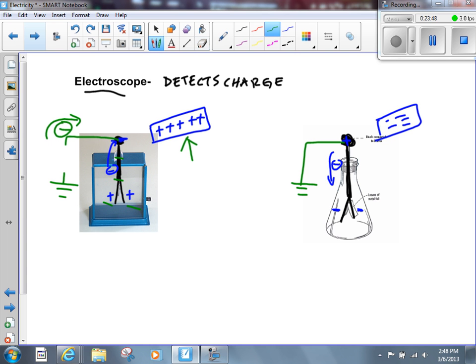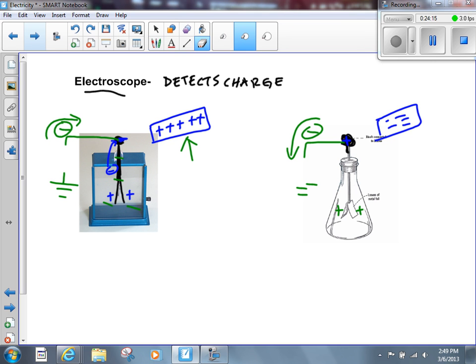What's going to happen over here when we ground it? This time, the electrons that normally would go down into the leaves are going to be pushed down into the ground. That's going to leave the ball of the electroscope positive again, but it's also going to leave the leaves of the electroscope positive. They're still going to spread apart, but they're going to spread apart because they're positive this time. Cut this, they stay spread apart because there's no way for the electrons to go back into the electroscope from the ground now. Even after I take this object away, this entire electroscope will still be positive and these leaves will still stay spread apart.